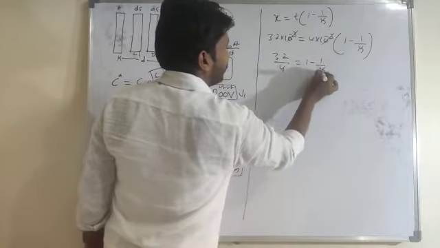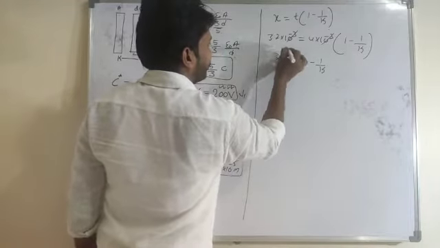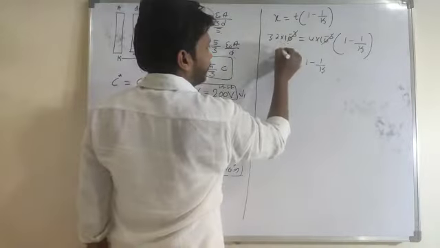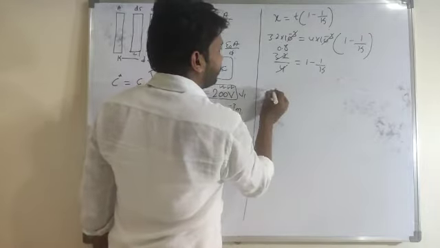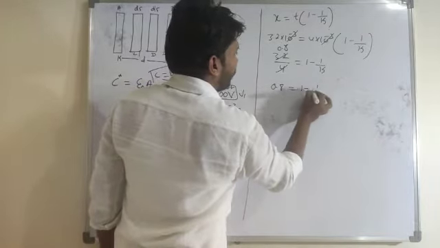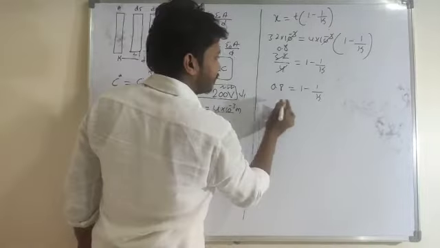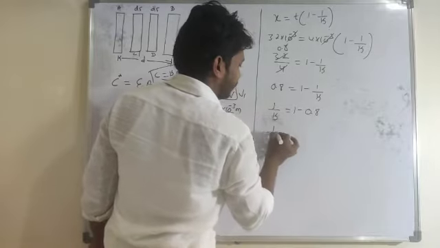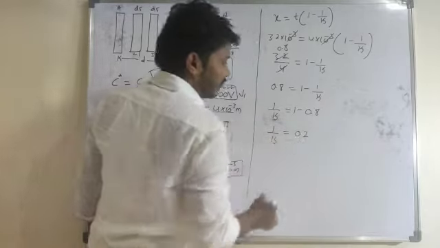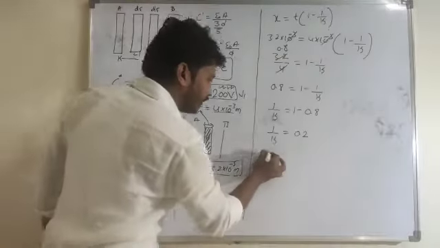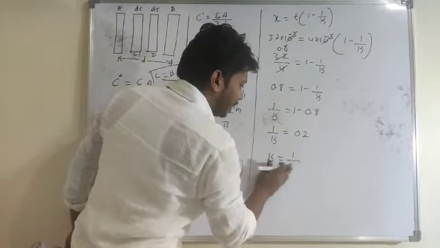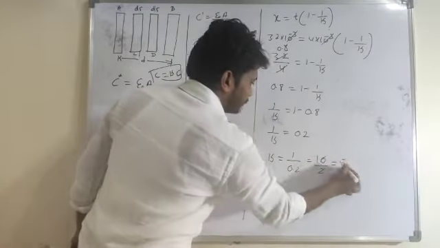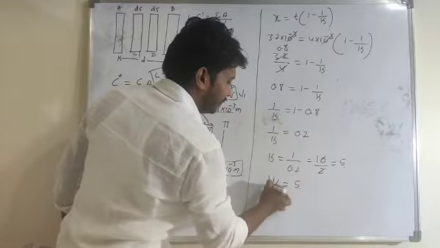So that is 0.8. So 0.8 is equal to 1 minus 1 by K. Moving 1 by K to the left side, 1 minus 0.8, so 1 by K is equal to 0.2. K is equal to 1 by 0.2, or I can write 10 by 2. So the K value is 5.